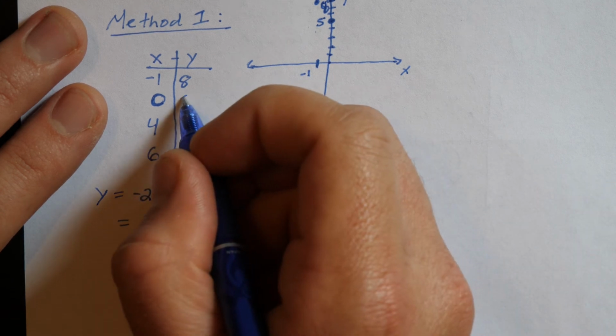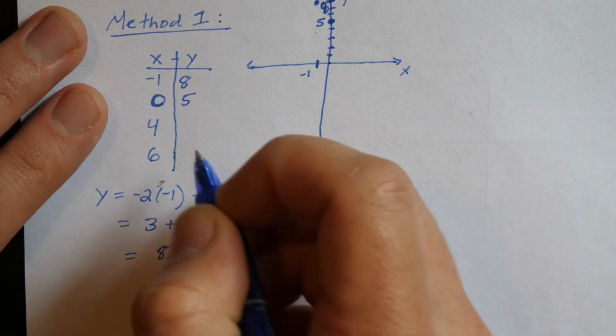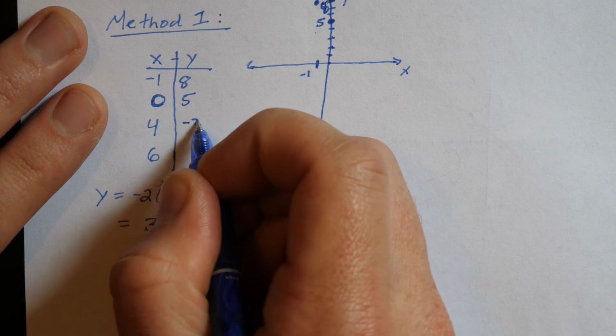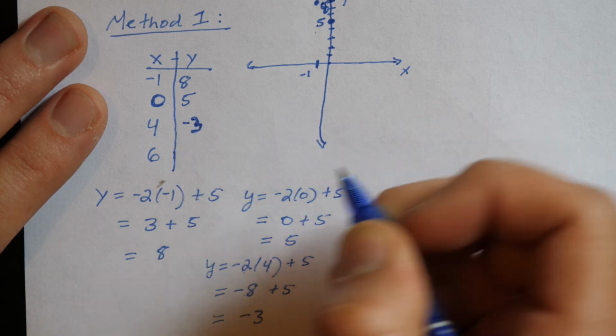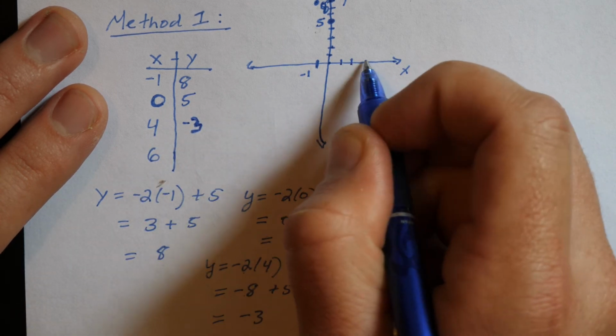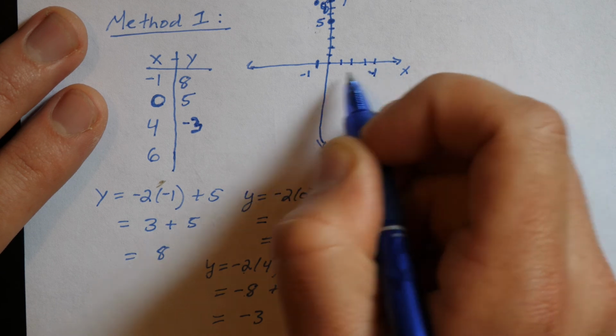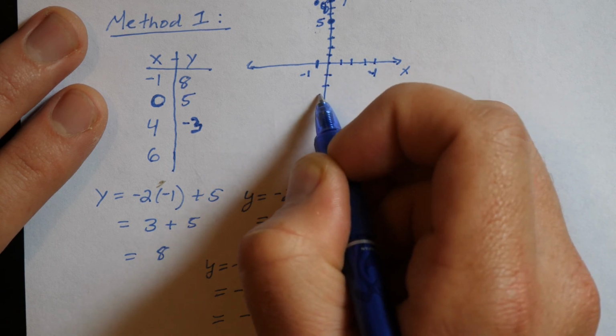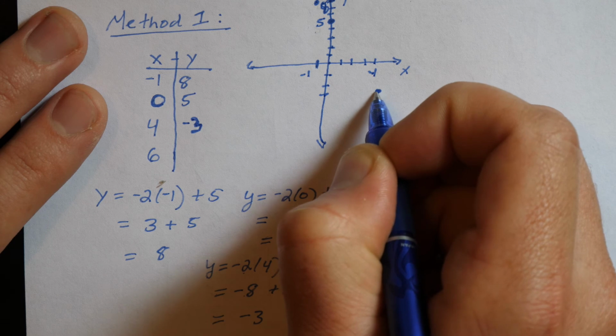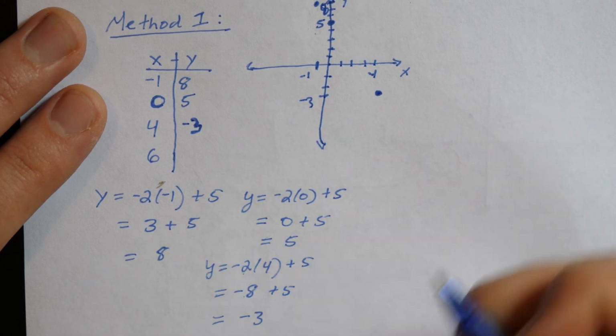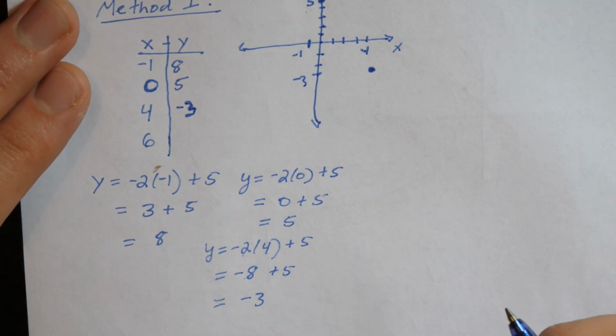So I'm going to plot that point. Oh, sorry, I forgot to do that. And this was 4, -3. So I'm going to go 4, 1, 2, 3, 4. And then I'm going to go -3, -1, -2, -3. Okay.